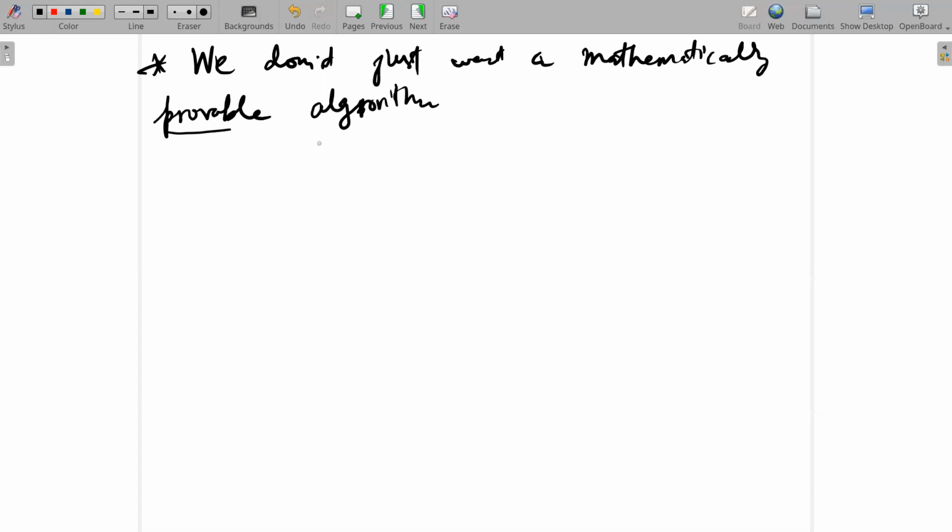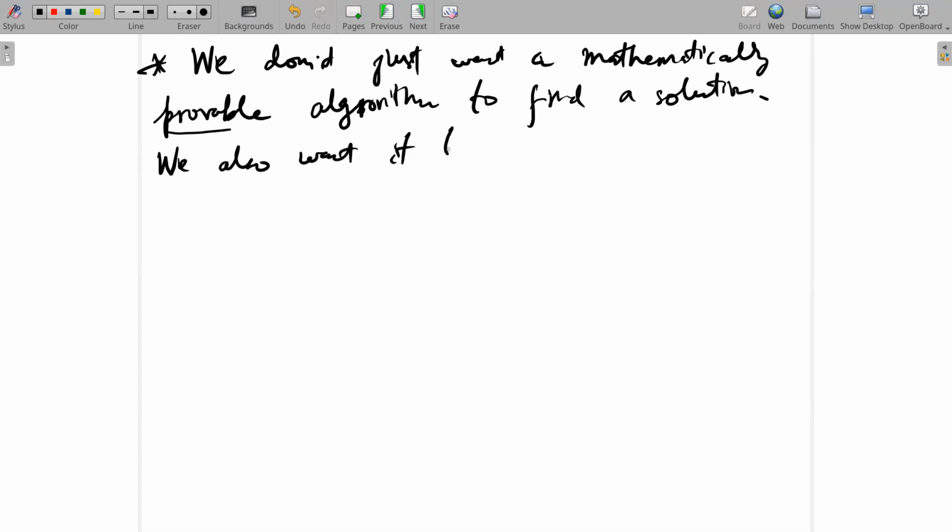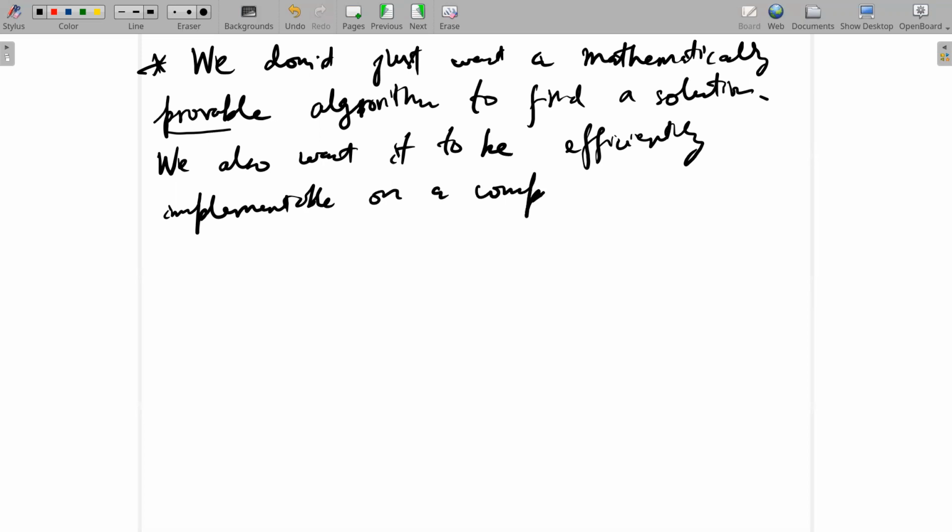So we don't just want a mathematically provable algorithm to find a solution. We also want it to be efficiently implementable on a computer. It's essentially a rehash of what I said. What we want are effective methods. It's just a restatement of that.